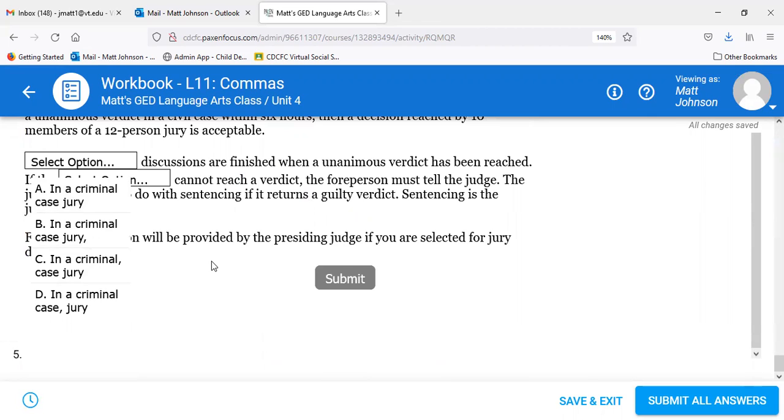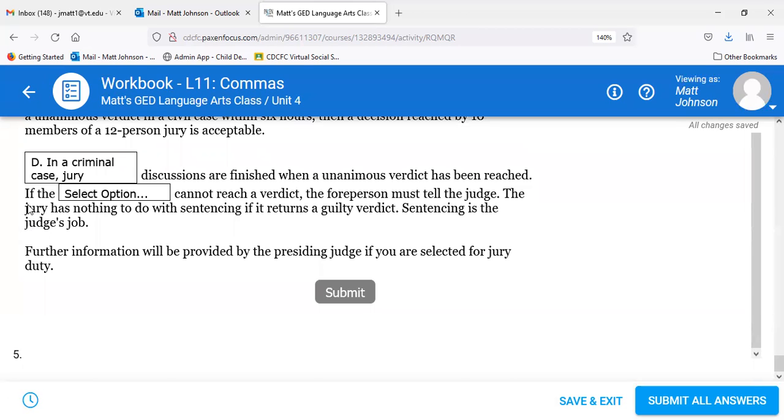This one was a little tricky too, because for some reason you could see, if I knew more about law and juries, you could say, is there something called a criminal case jury? But here it's a simple introductory phrase. In a criminal case, comma, jury discussions are finished when a unanimous verdict has been reached.